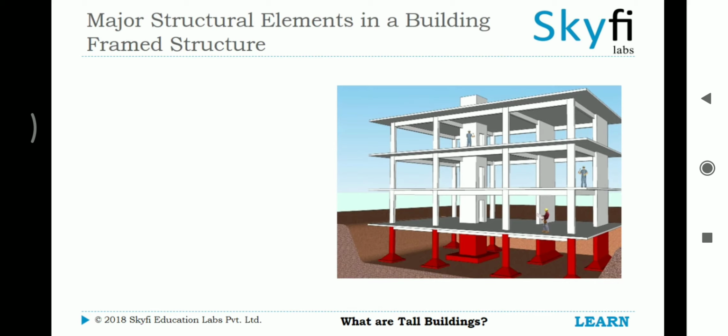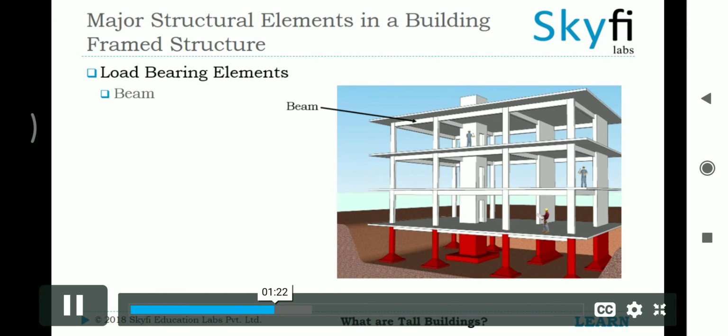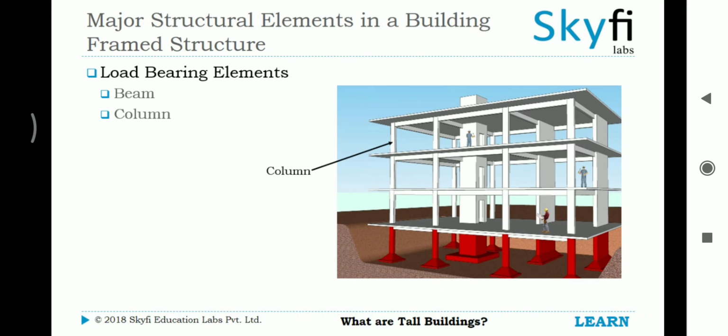So, what are the main structural elements in a building frame structure? The elements that participate in the load transfer mechanism, that is, the load-bearing structures, are the following. The beams resist loads applied perpendicular to their axis. The columns transmit the loads downwards through axial compression. The slabs carry the floor loads and transfer them to the beams. And finally, the footings in the foundation transmit the loads carried from the building superstructure to the soil below.